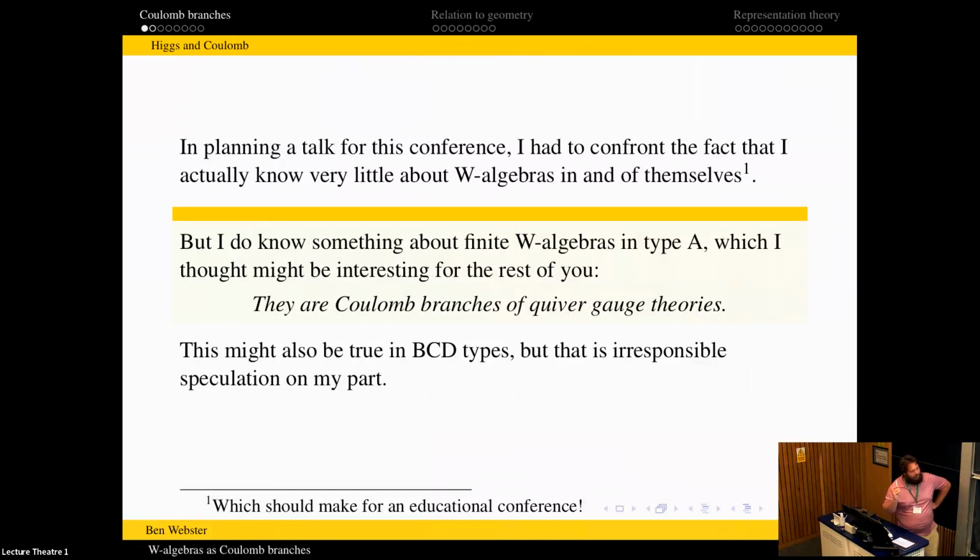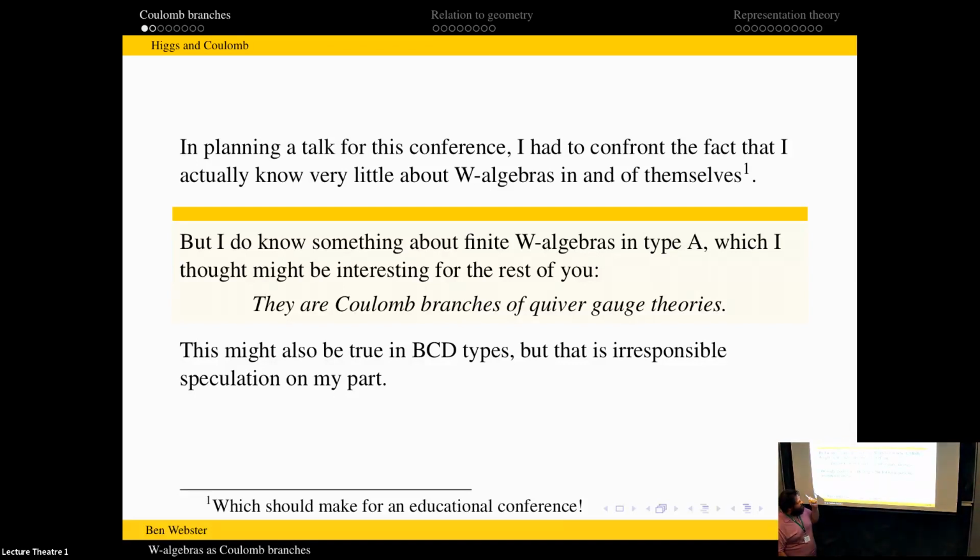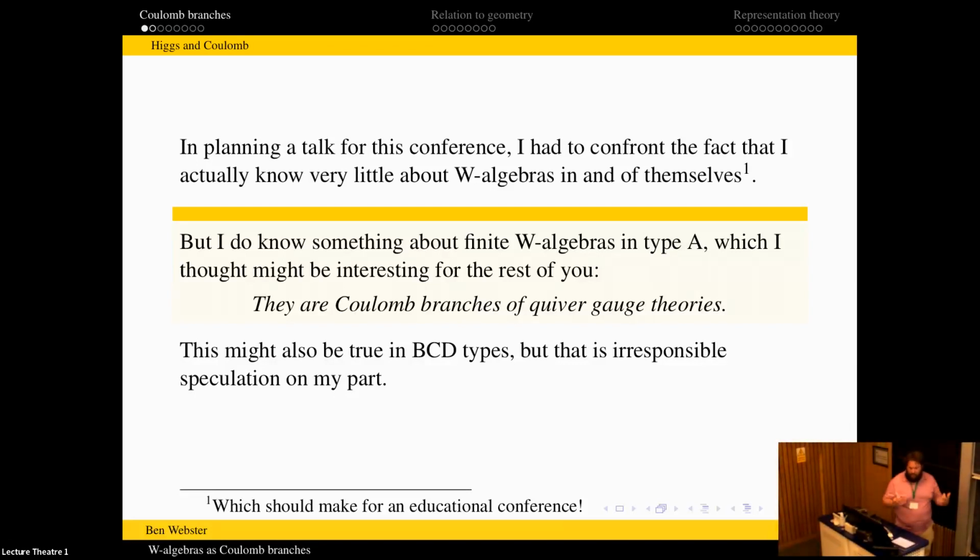But I do know one thing that I think is important about finite W-algebras, which I'm going to try to tell you because I think more people should know about it. The finite W-algebras in type A have this very interesting description. They're the Coulomb branches of certain quiver gauge theories. So my intent in this talk is to tell you what that means and why you might care about it. And there is hope for BCD types, but it's a little unclear.